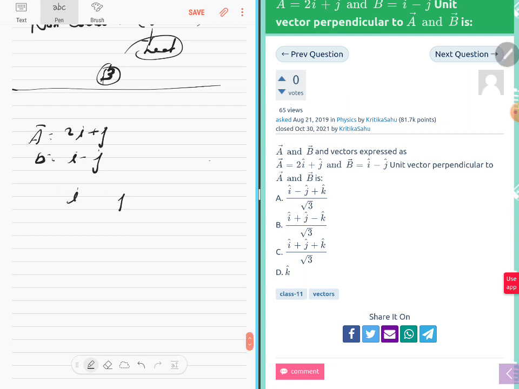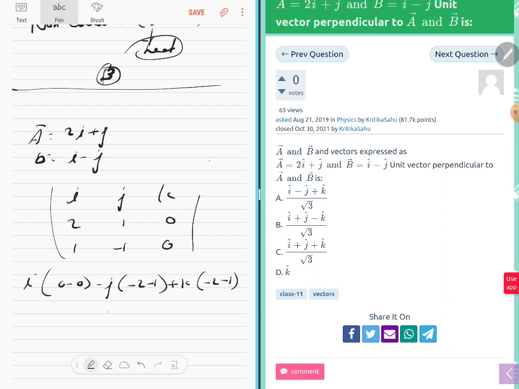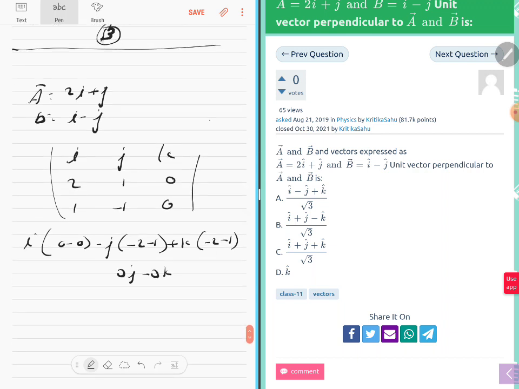You already know it. i, j, k, then 2, 1, 0, and 1, minus 1, 0, a determinant, and it will give you 0 minus 0, minus j into minus 2 minus 1, plus k into minus 2 minus 1. So therefore we'll get 3j minus 3k, and the magnitude of it will be root of 9 plus 9, root 18. So 3 by root 18 into 0i plus 0j.